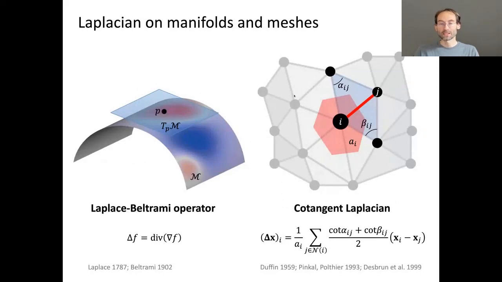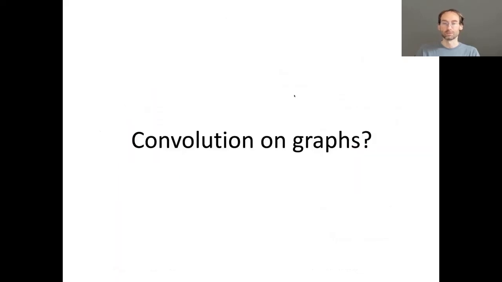So I should say that the Laplacian is a very general construction. You can define it on a lot of different objects. You can define it on manifolds. In differential geometry, it's called the Laplace-Beltrami operator. You can discretize the Laplace-Beltrami operator on meshes. So this is what people in computer graphics like calling the cotangent Laplacian. And you can even define it on metric spaces. And for us, it will be primarily of interest how to define it on graphs.